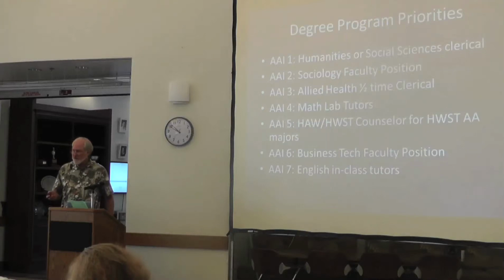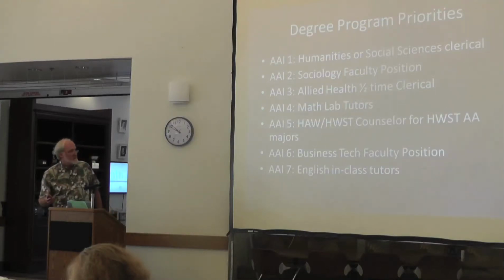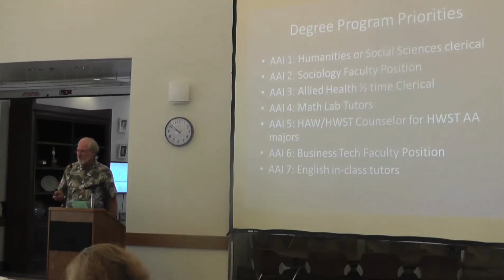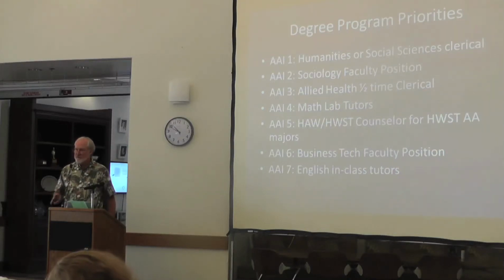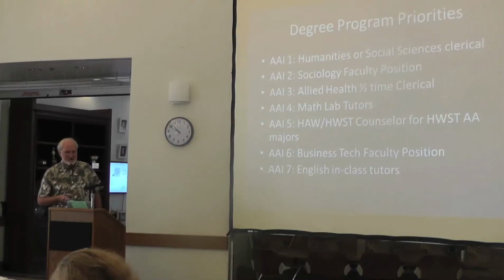So getting on to the degree program area, humanities or social science clerical. Currently we have one clerical position, Deandra, who's a real trooper, supporting two of our largest departments. And this is an attempt to acknowledge that we cannot survive as a campus with the same level of clerical support that we had when we had 2,600 students. And so this is to create a standalone support person for both of those areas.